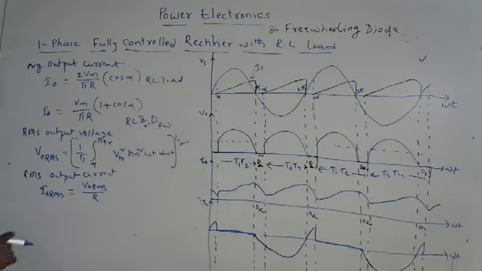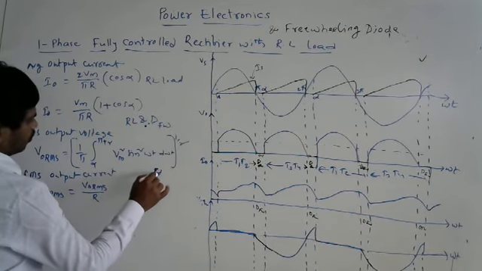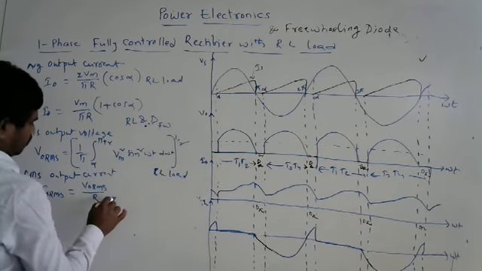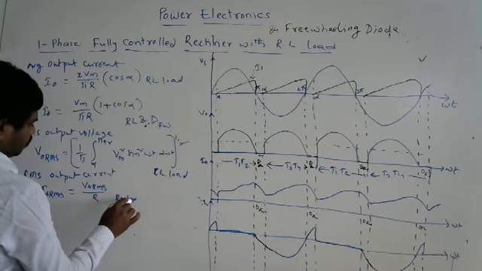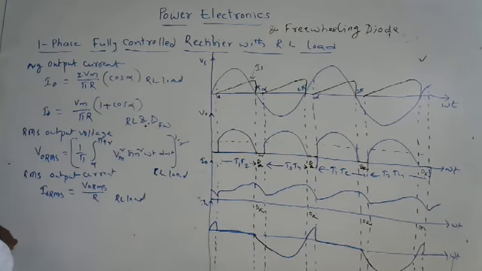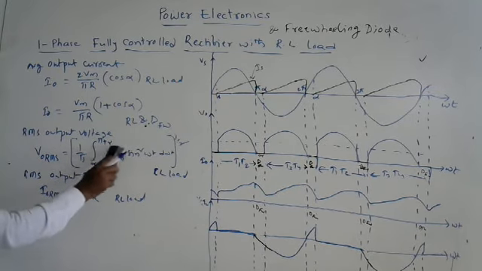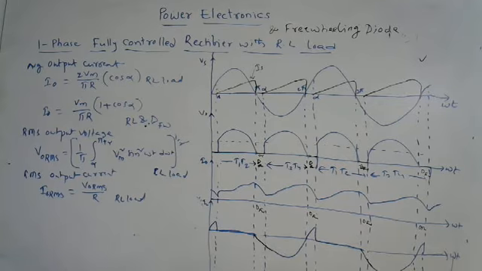Right? After getting this, these two are for the RL load. When you're going for RL load plus freewheeling diode, you will get here only pi. You do it later. Then get the exact equation for this V naught RMS and substitute that V naught RMS in I naught RMS. It's very easy to go for the calculation of I naught RMS and V naught RMS.